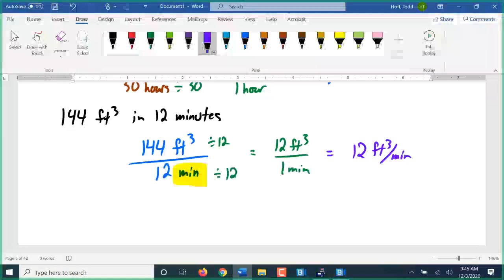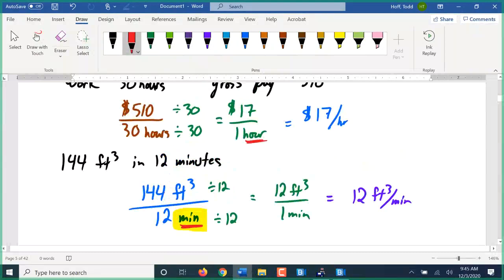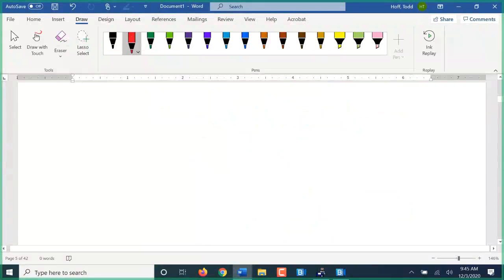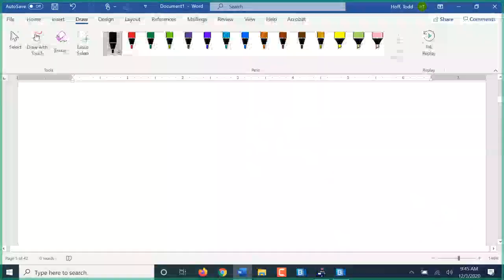So we've seen a few rates here that have time involved, a couple at least. And we saw, the minutes were the second number. Dollars per hour, that was the second number. Miles per hour up above, it was the second number. And time is usually the second number.